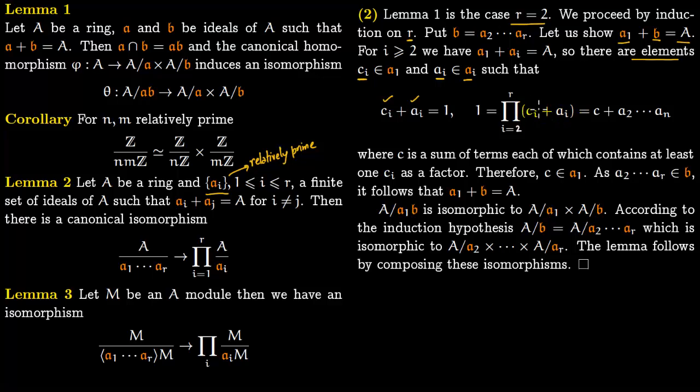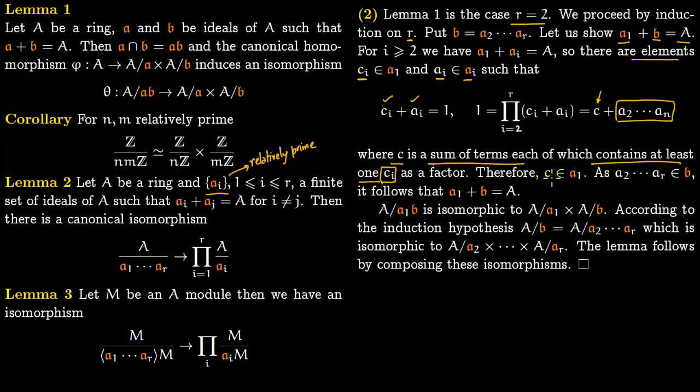So every factor will have Ci in it except the last factor, which will have A2 all the way to An. You can think of this in terms of taking the product using the binomial theorem. There is only one term which will have all these terms A2, A3 all the way to An. Now this C is the rest of the terms in this product. So C is a sum of terms, each of which contains at least one Ci as a factor. This is the only term which will have no Ci's. Every other term which we have combined here in C will have some Ci.